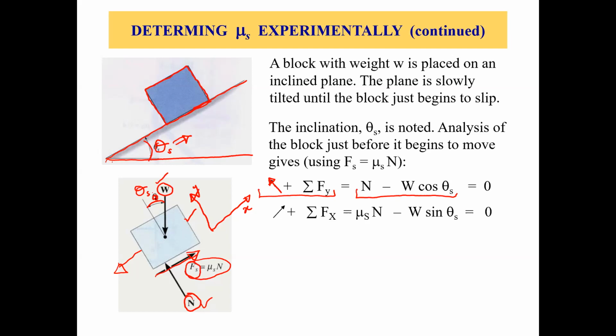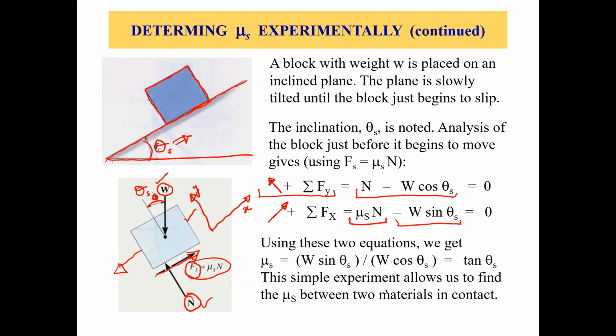Now sigma Fx in the x direction, sigma Fx equals 0. What forces do we have in the x direction? We have Fs, which we know equals mu s N, and it's in the positive x direction, so let's take it positive. And then we have one force in the negative x direction, which is the x component of the weight, so we have negative W sine theta s, equals 0. So these are the two equations which we get from this free body diagram.